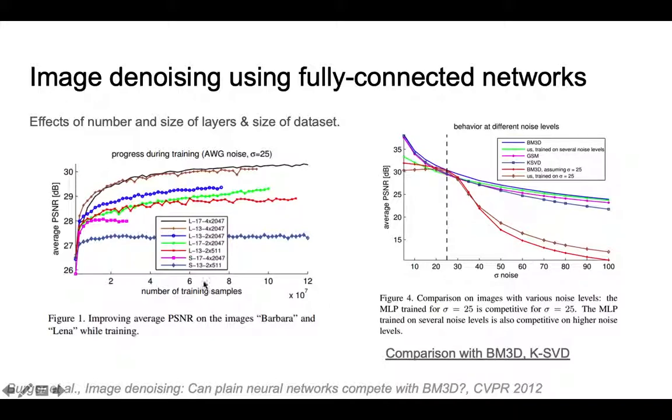Basically S indicates, I think, a smaller data set, and L indicates a larger data set, and 13 and 17 indicate the input patch size, of course. And this is the size of the network: four hidden layers, 2047 nodes, and that's it.